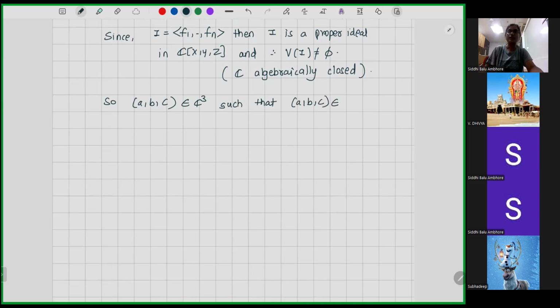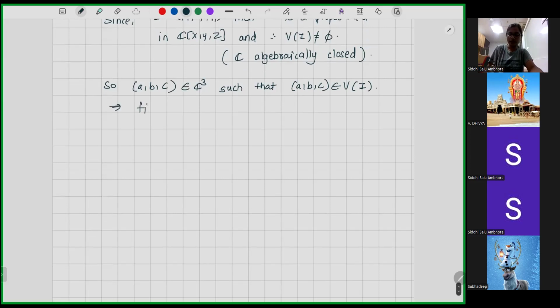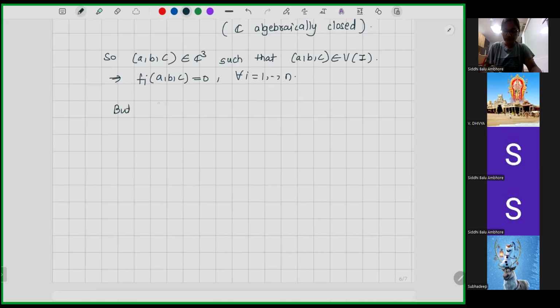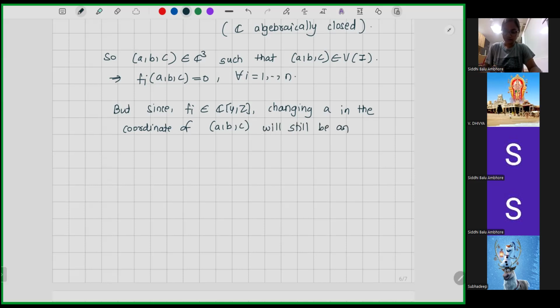So let (A, B, C) be in C cube such that (A, B, C) is in the variety of this ideal I. So this implies that Fi of (A, B, C) is 0 for all i from 1 to n. I'm just following the definition of variety. But since Fi belong to C[Y, Z], changing this A as suggested by Subhajit, A in the first coordinate of this element (A, B, C), will still be an element in the variety of this ideal I.